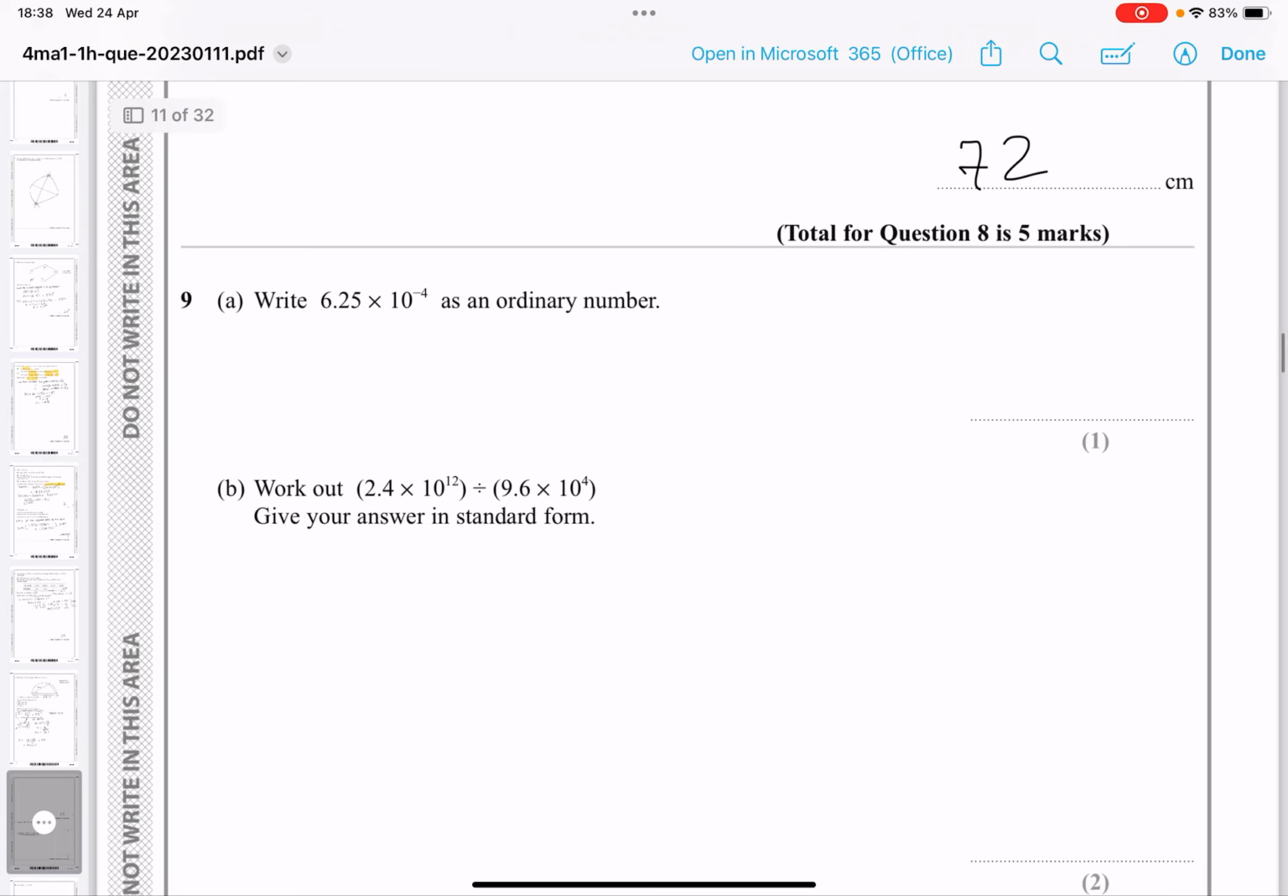Cool. Next question. Write 6.25 times 10 to the minus 4 as an ordinary number. Okay, so we need to write this as an ordinary number. When it says times 10 to the minus 4, so this is clearly in standard form, it just means we're going back 4, okay? 4 placeholders. So that would be 0.000625. And we can check, because if we start here, 6.25, and go back 4, 1, 2, 3, 4. Yeah, 6.25 times 10 to the minus 4.